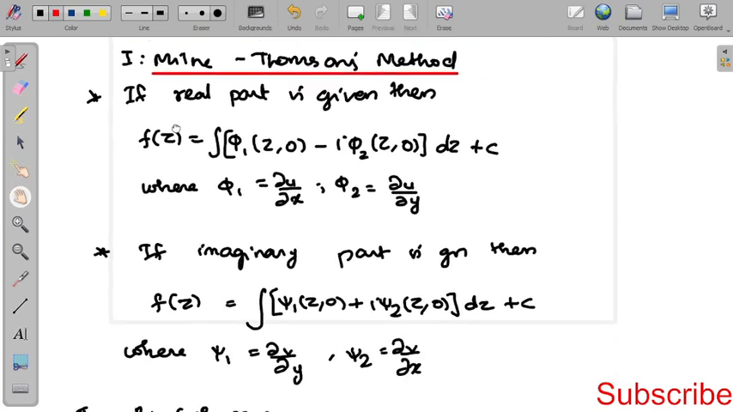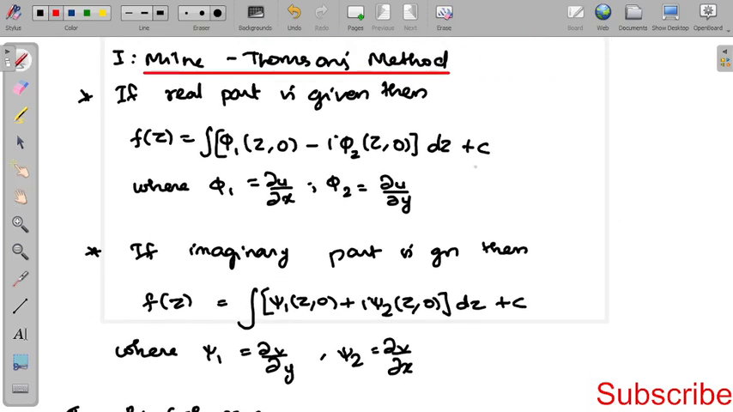So if a real part is given, then we can find f is equal to integral phi 1 of z comma 0 minus i phi 2 of z comma 0 dz plus c, where phi 1 equals dou u by dou x and phi 2 equals dou u by dou y.